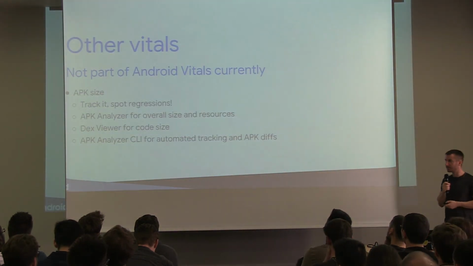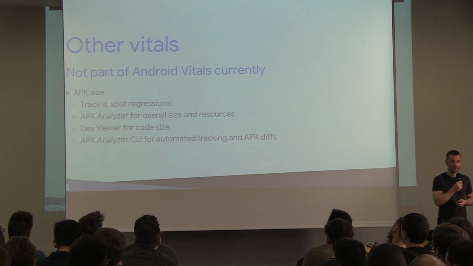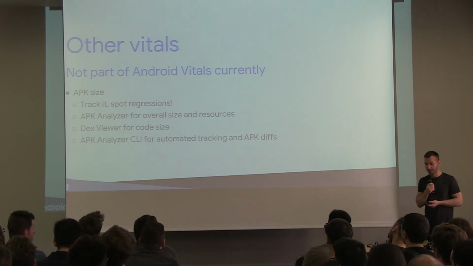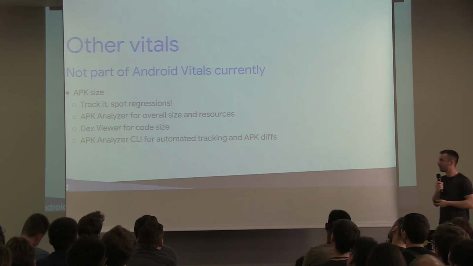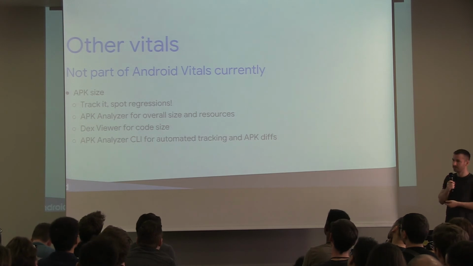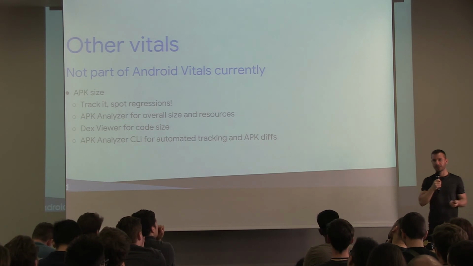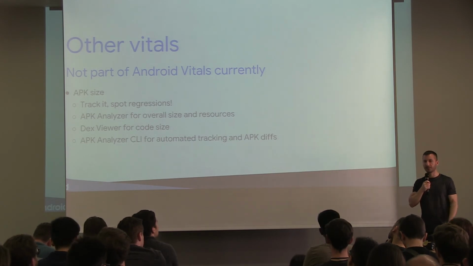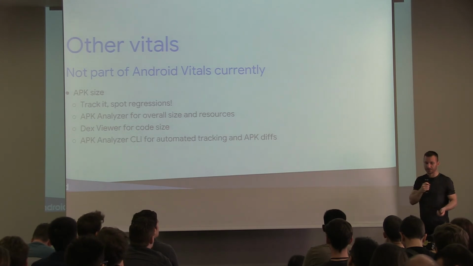And there are also things that are not part of Android vitals, such as APK size. APK size is pretty important. I've had 2 sessions that I know about it. Other people have talked about it. The important part here is to understand why your APK is large, to track your size and spot regressions. Like maybe in one commit, some developer on your team added a dependency that suddenly brings your APK size up by 20 megabytes because it has shared libraries and stuff.